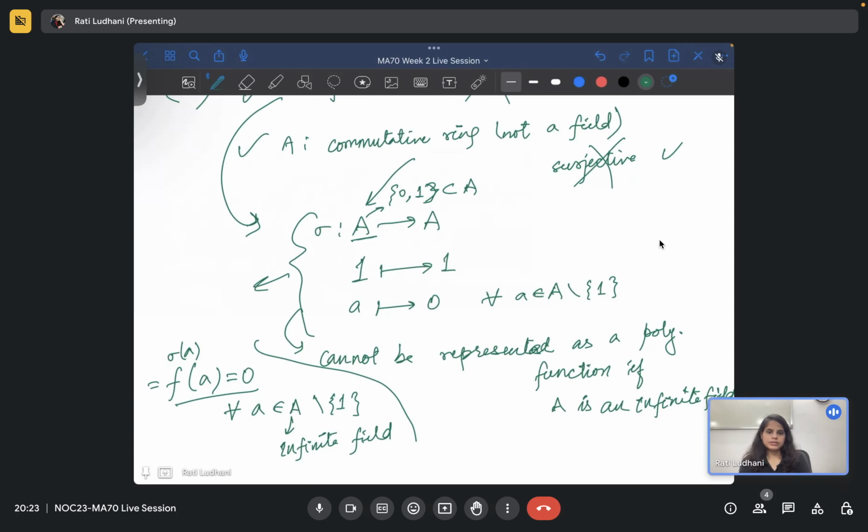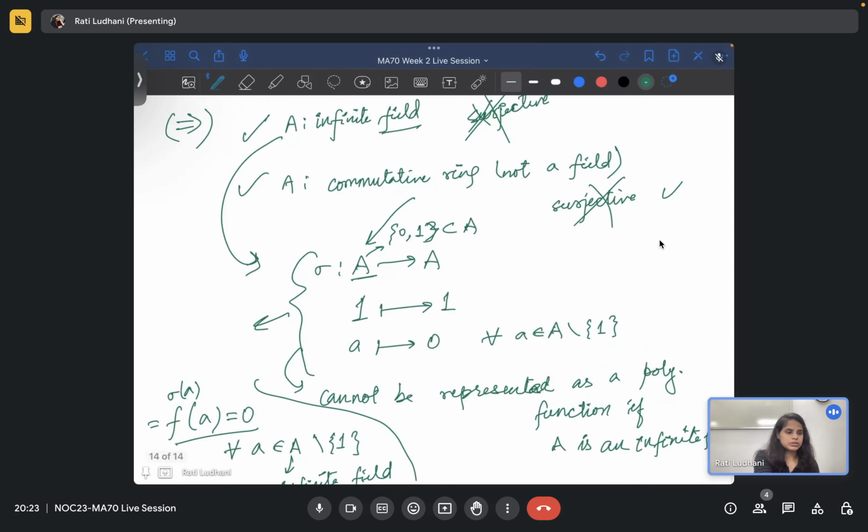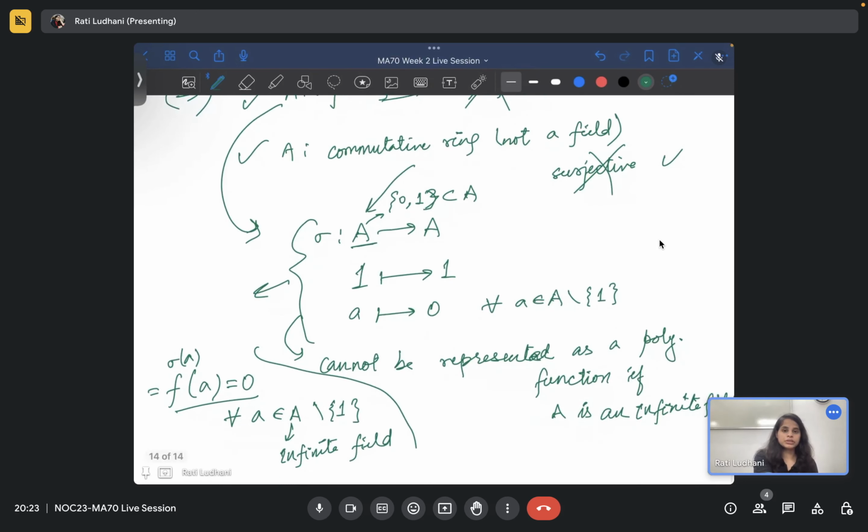Okay, great. Any other question? So just try to prove it for a commutative ring, which is not a field now. I proved it for an infinite field, but now take a commutative ring which is not a field, and then you can try. Again, this will not be surjective, so you have to produce some sigma such that it does not have any pre-image.